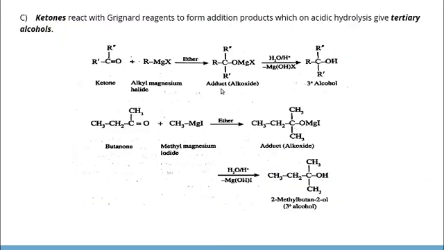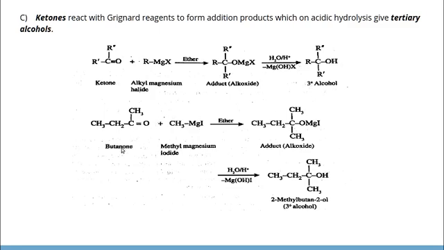Now we have the last product, tertiary alcohols formed by the reaction of ketones with Grignard reagent. So usually ketones on treating with Grignard reagent we will get tertiary alcohol as the final product after the hydrolysis of the adduct. So ketone on treating with alkyl magnesium halide, this is the Grignard reagent. So first we will get an adduct alkoxide, which on hydrolysis we will get a tertiary alcohol.